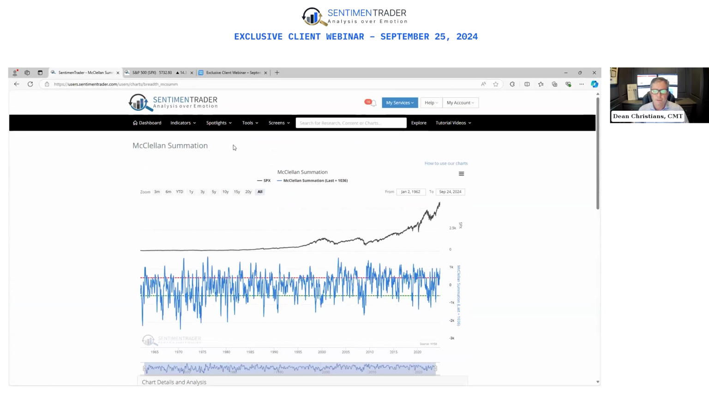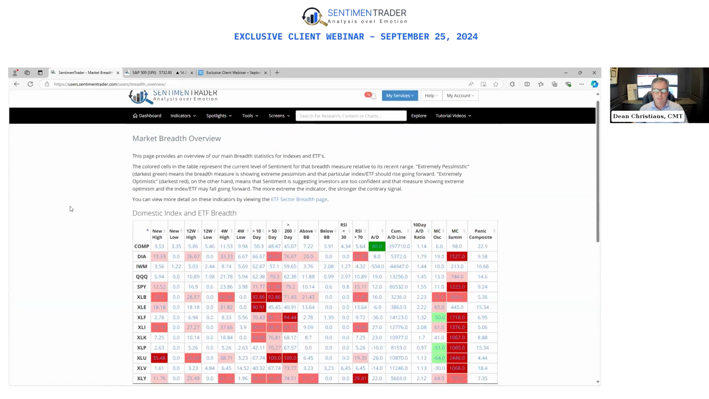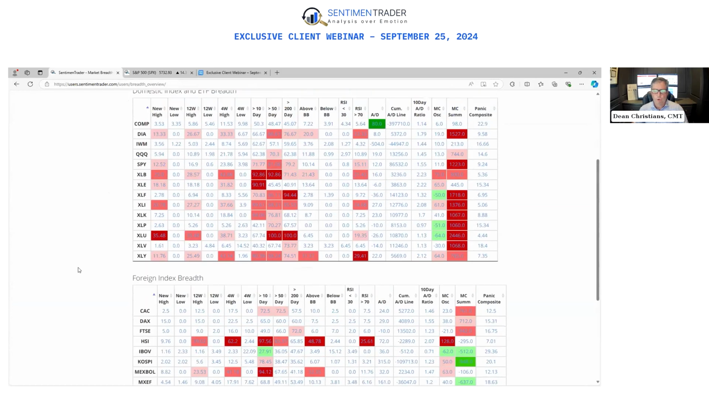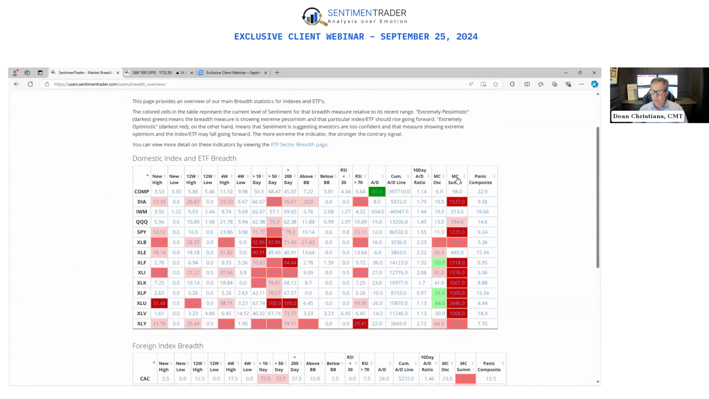So one of the other areas that I look at in the morning is the spotlight on breadth. And of course, this page gives us a comprehensive view of market breadth indicators for domestic indexes and sectors, as well as foreign breadth. And you can see in here, we've got the McClellan summation as an indicator. We've got the panic breadth composites that Jason uses in his notes. We've got the 80, 10-day AD ratio, which is also very popular, what they call breakaway momentum. And of course, just things like new highs and new lows.